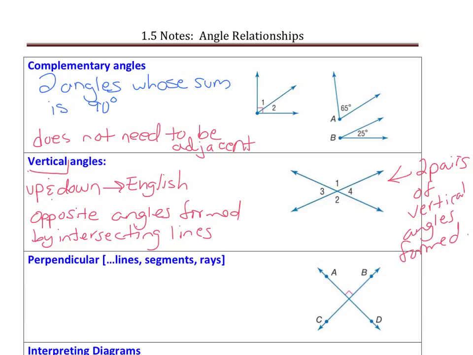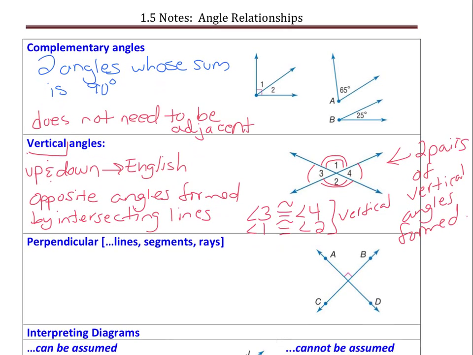And here, angles 3 and 4 are a pair, and the relationship between vertical angles is that they are always congruent. So angles 3 and 4 are congruent, and they are a pair of vertical angles. Also, 1 and 2 are vertical angles, and they are congruent. So I'm going to show them as congruent. So angles 1 and 2. So both of these are considered vertical angle pairs.